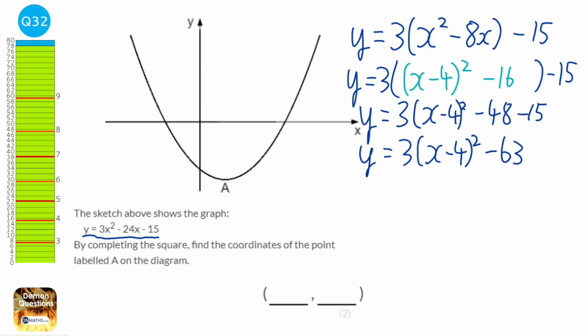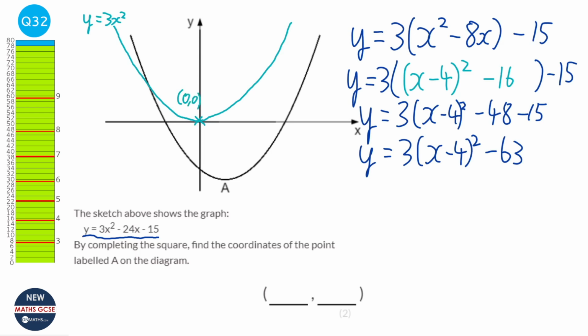On our graph, we're going to draw the graph of y equals 3x squared. Okay, simple. And it's only a sketch, so we don't need to worry about exact values, but the most important thing is we know it goes through the origin, so it hits here at 0, 0. That's the important thing.